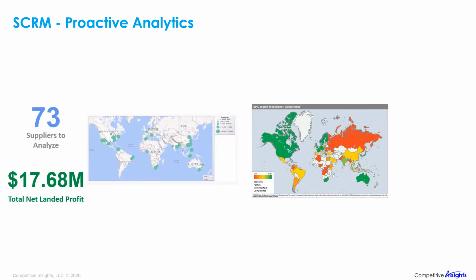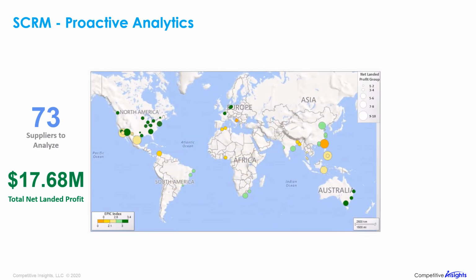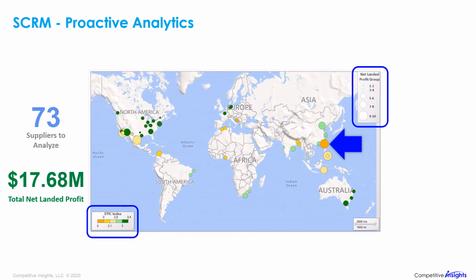And then we take that and we apply that to those 73 suppliers. So now we have our suppliers, as you can see on a map, that are sized by the amount of profit that they generate for us, and they're color-coded based on the EPIC index. And as we can all see, there's a big orange one right over in the China area. And that would be something you'd want to be concerned with.